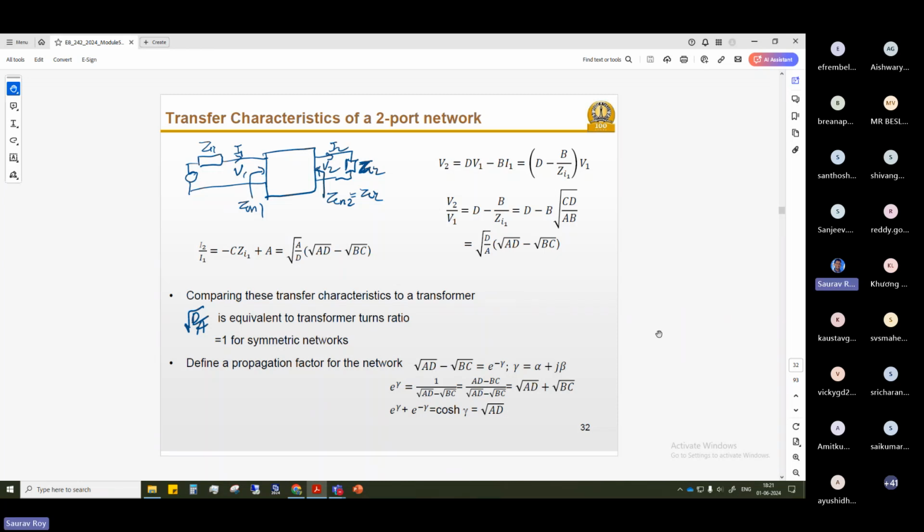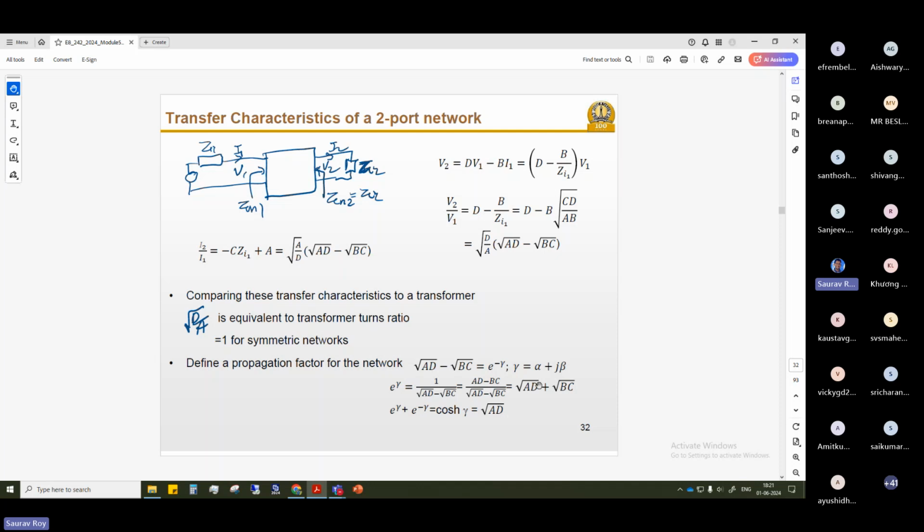Now you see, the same analysis you can carry out for gamma. Now the thing is, how do you calculate gamma? Gamma is the propagation factor of the network. It can be defined in terms of square root of AD minus square root of BC, which is the value of e to the power minus gamma, where gamma is alpha plus j beta. So this equation, the square root of AD, you must remember. This is a very important equation.